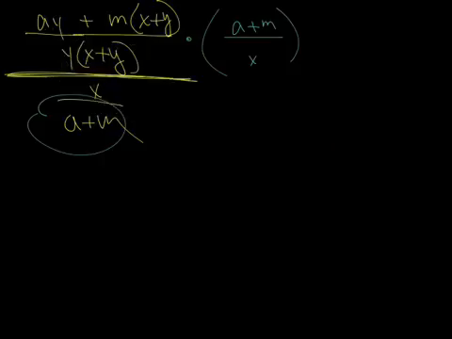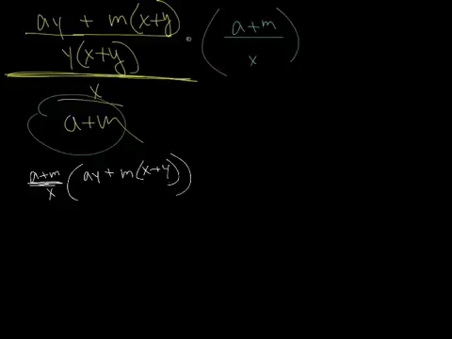Okay? Alright, so I just moved everything up. So this is my problem where I'm at right now. I've got to multiply a plus m times each one of these terms. I have to distribute that, and I end up with a bunch of yuck. So what I'm going to do here is write a plus m over x, and I'm going to multiply that by a y plus m times x plus y over y times x plus y.